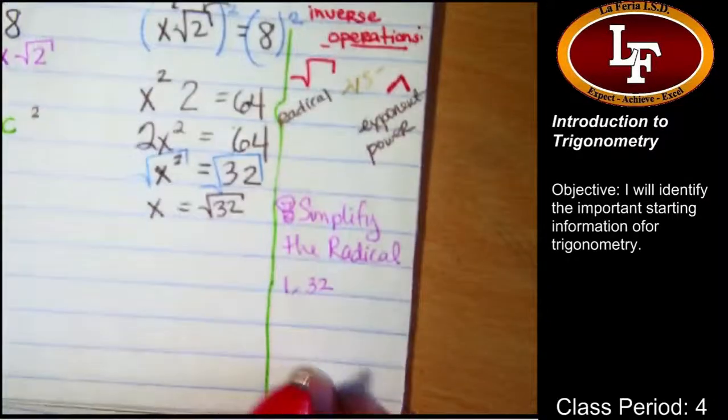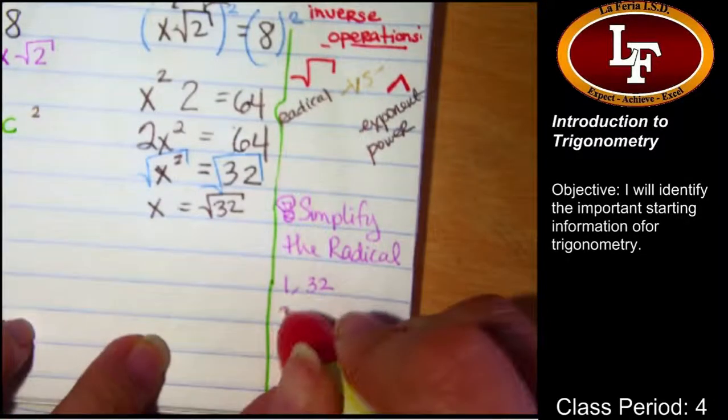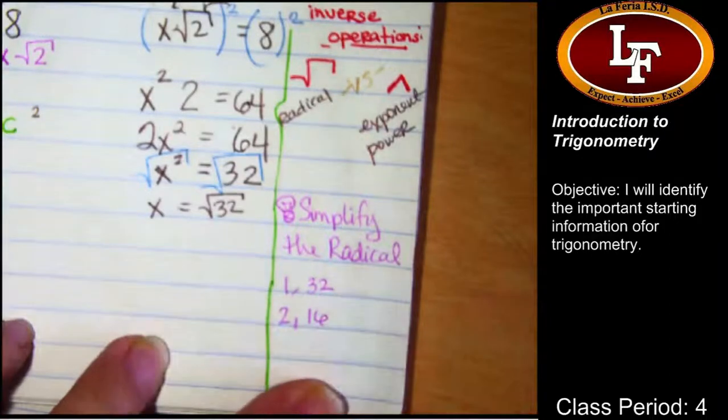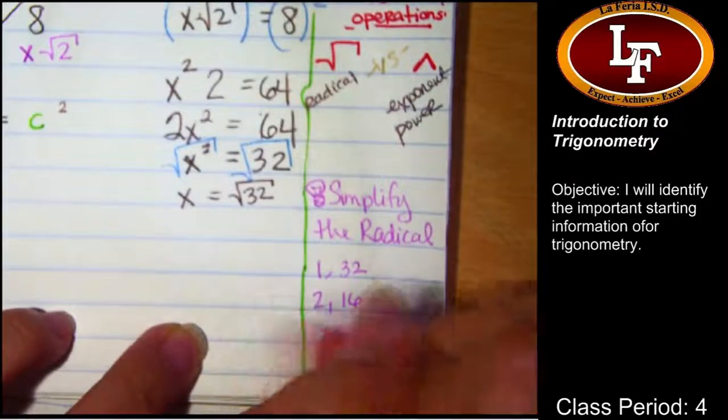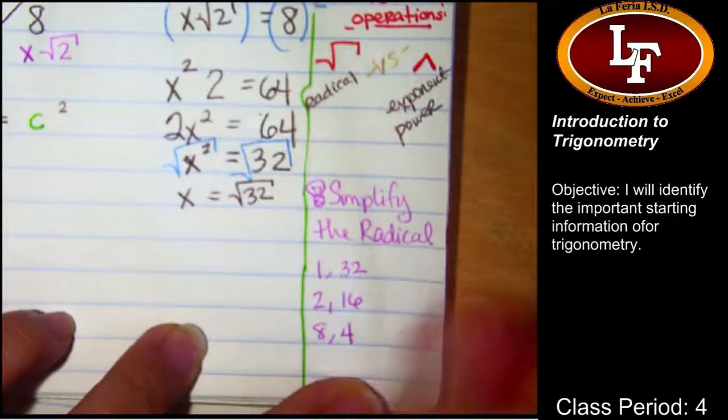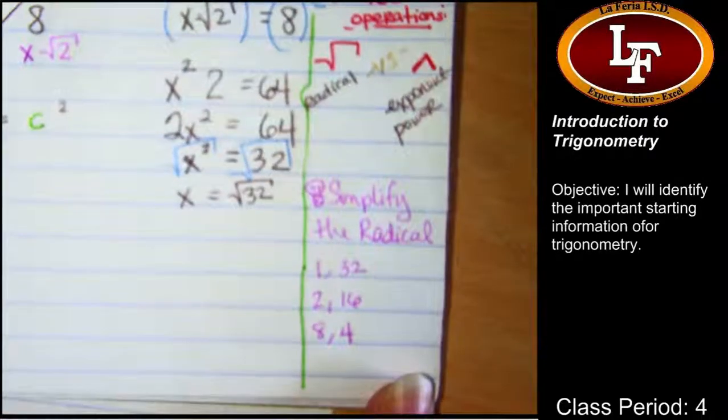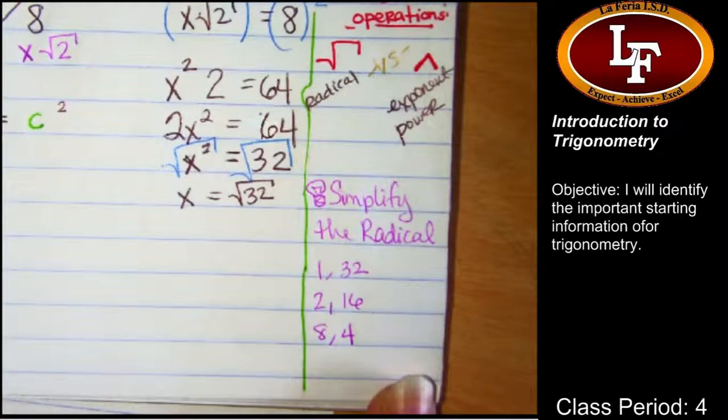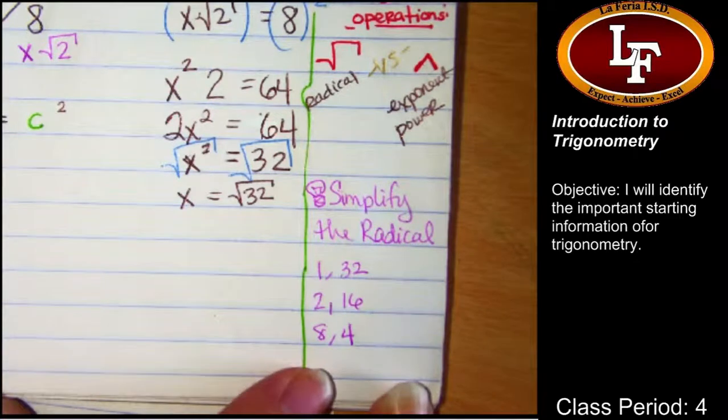16 and 2. Which other ones? 8 and 4. Any others? 3, no. 5, no. 6, no. 4 we have. 7 doesn't work. 9? No. And now we're starting to repeat ourselves, right? Okay. So 8 and 4.